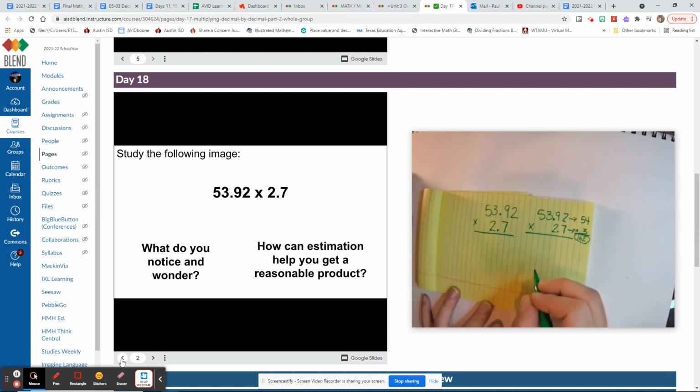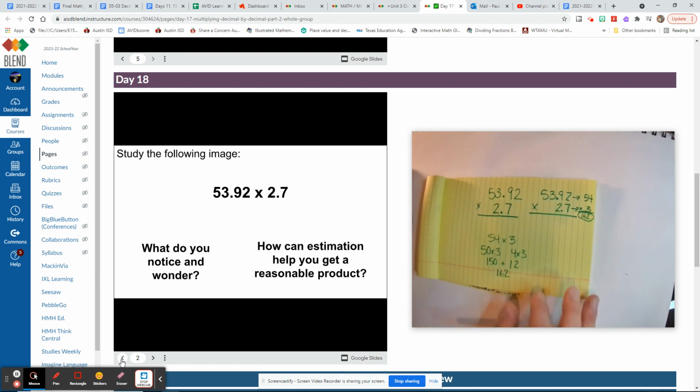What I just did with the 54 times 3 thing is I did 50 times 3 and then added that to 4 times 3. 50 times 3 is 150. 4 times 3 is 12. Add those two things together and you have 162. Little estimation tricks save you every time.